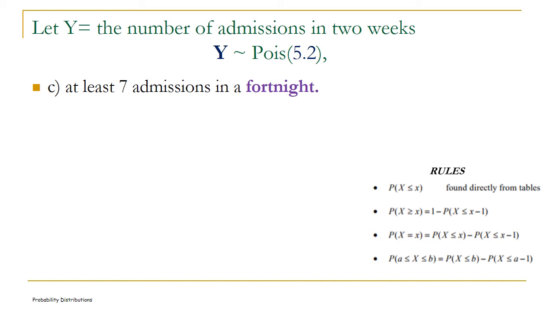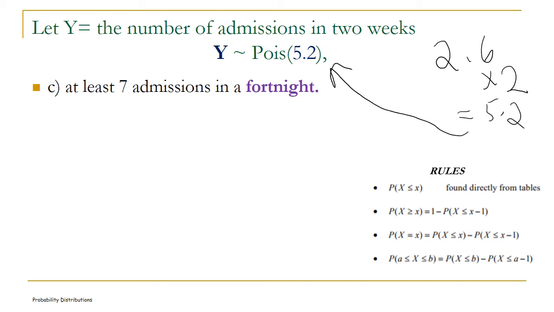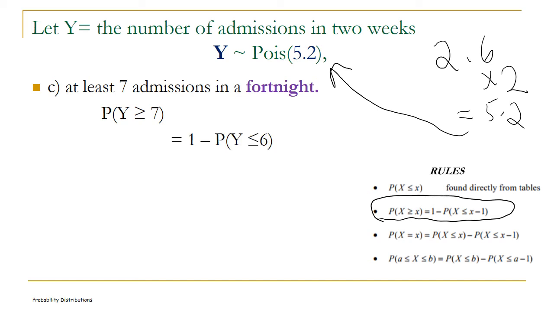Now I will multiply 2.6 by 2 because 2.6 was the mean rate for 1 week. I will multiply it by 2 if now the question is asking for 2 weeks. And this will give me 5.2, which I've mentioned over here. Now I have to write down the mathematical notation for at least 7 admissions in a fortnight. The mathematical notation is this one. I will see which rule I should be applying. I will be applying this rule over here, and this rule tells me that I have to write down 1 minus the separate probability of less than or equal to 6.